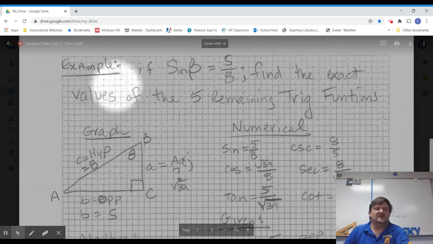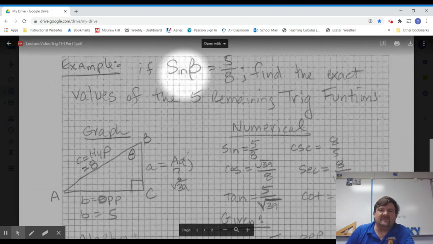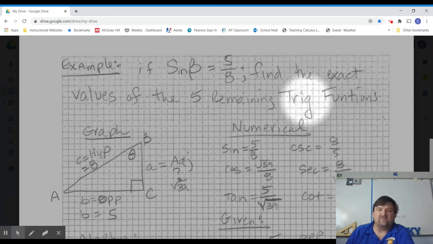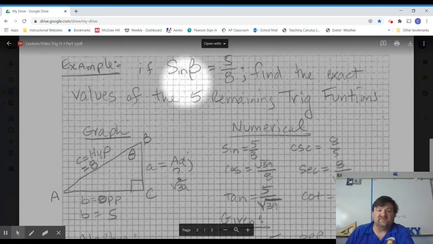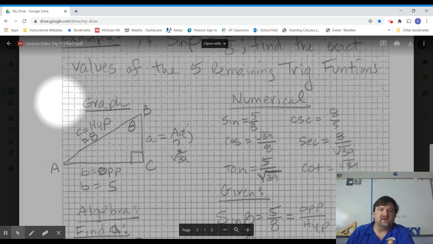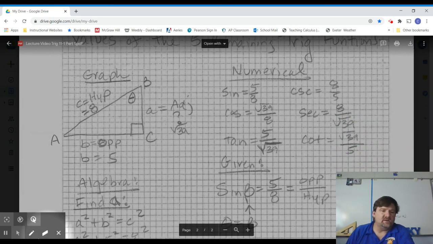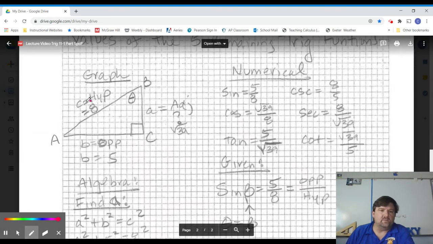Okay, so here's an example. If sine of B, angle B, is equal to 5 over 8, find the exact values of the 5 remaining trig functions. Well, there's 6 of them, if you remember from the beginning. So if there's 6 of them, we're given one of them, and then we have to find the exact values. All right, so let's tackle that real quick. There is a system that we're going to be using quite a bit, and it's called GNA. I'll write the acronym up here.